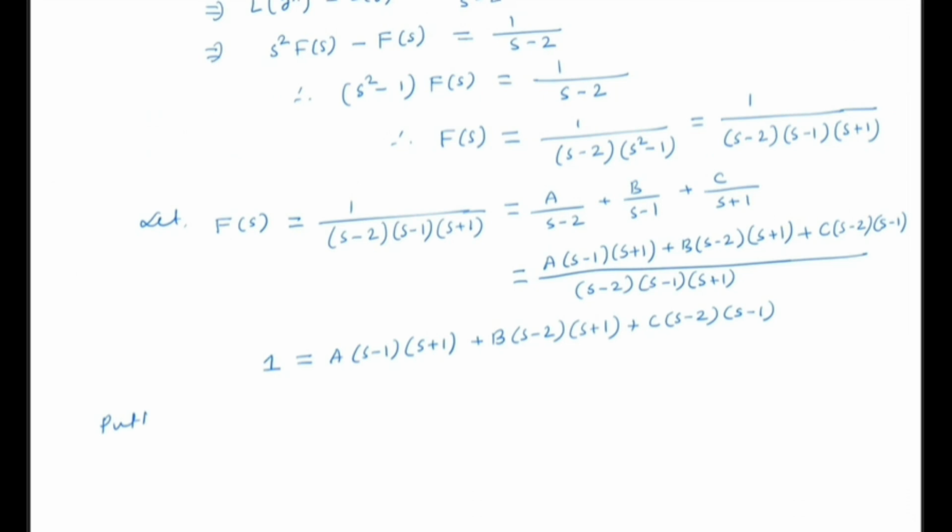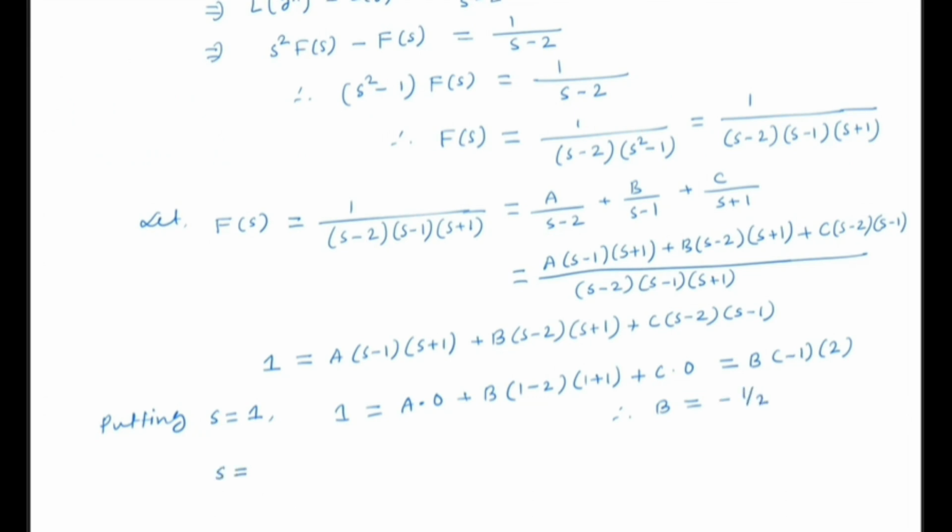So putting s equal to 1 in this identity, we get 1 is equal to A into 0, because here we have the factor s minus 1, plus B into (1 minus 2) into (1 plus 1), plus C into 0, because here also we have the factor s minus 1. So it is nothing but B into minus 1 into 2. So B is minus 1 by 2.